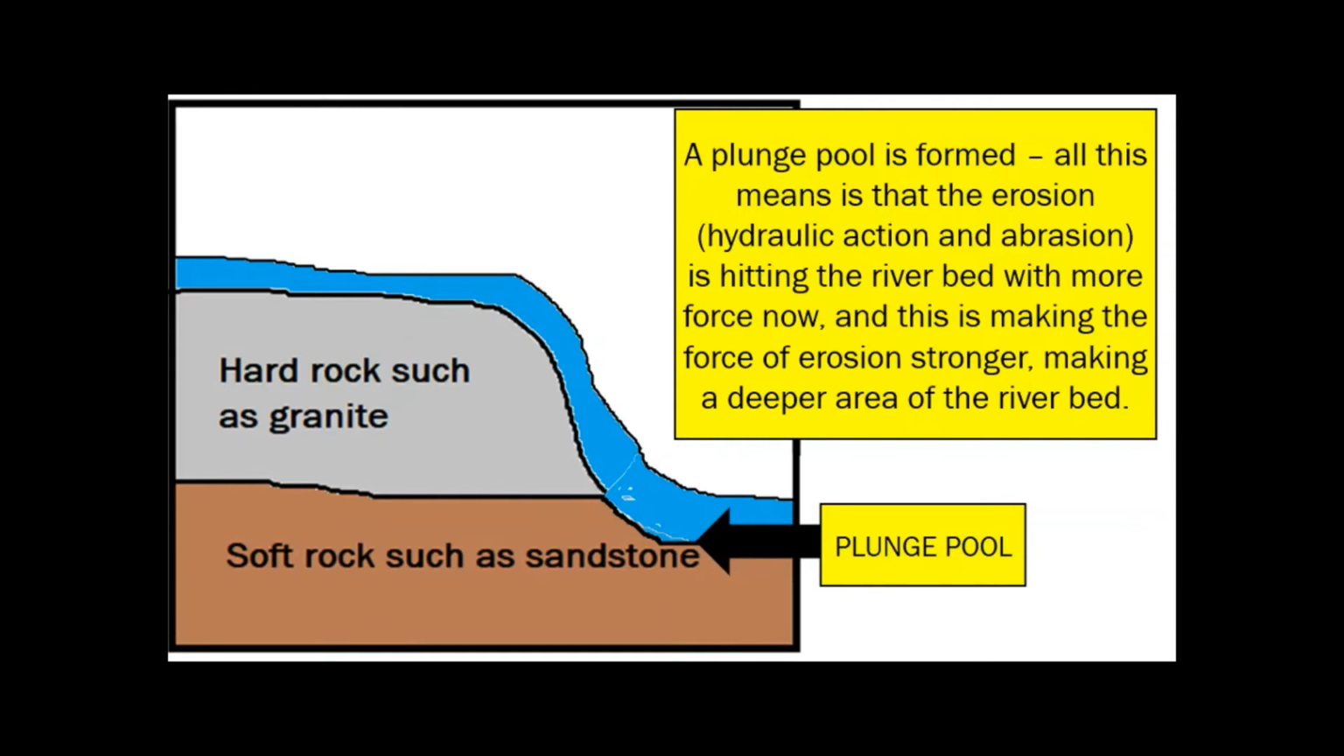To be mastered here again, you have to be able to explain how hydraulic action and how abrasion are working as processes to deepen that part of the riverbed. So for example, hydraulic action forces air and water into the rocks, which gets compressed, weakening the rock, meaning that the river is able to take it away.